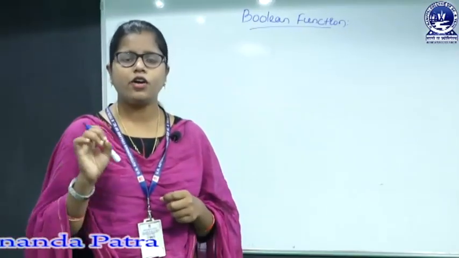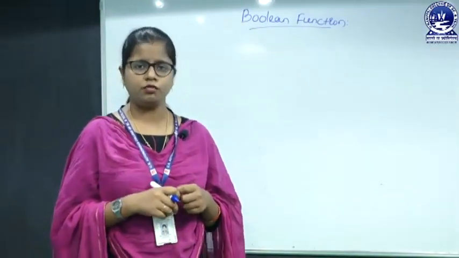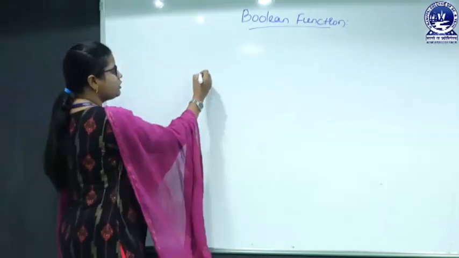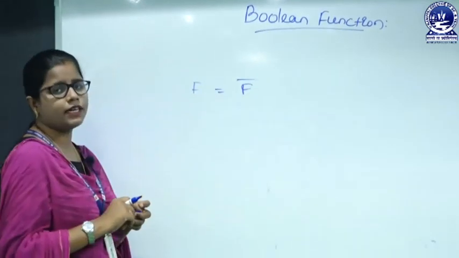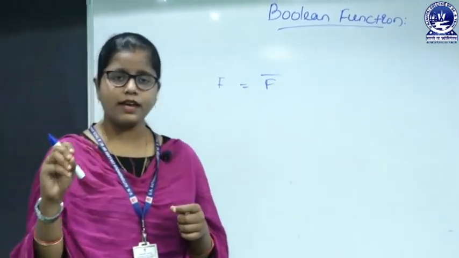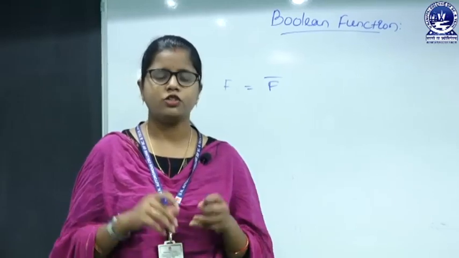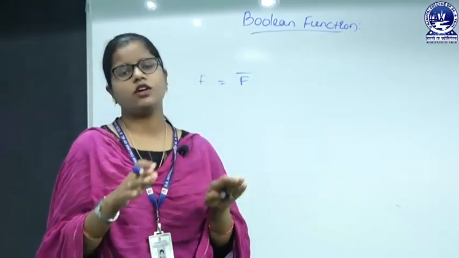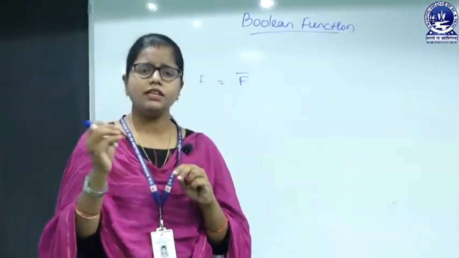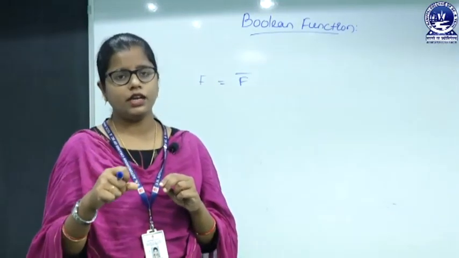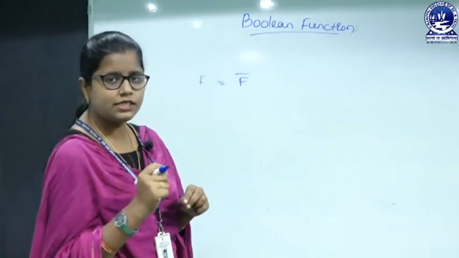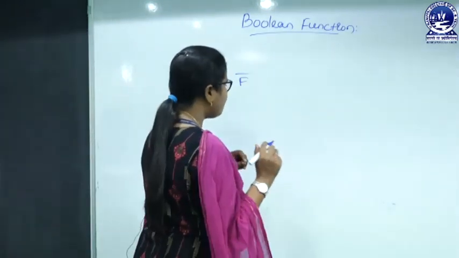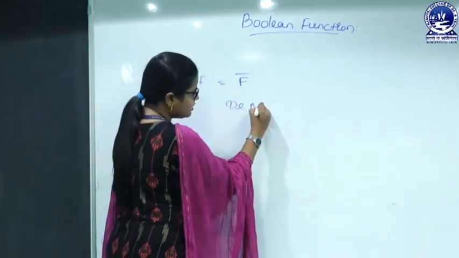So let's see how to obtain the complement of a function. If in general the function is f, then the complement of the function is f complement. We know what De Morgan's theorem is. By applying De Morgan's theorem to a function as many times as necessary, we can obtain the complement of that Boolean function. So let's see the generalized form of De Morgan's theorem.